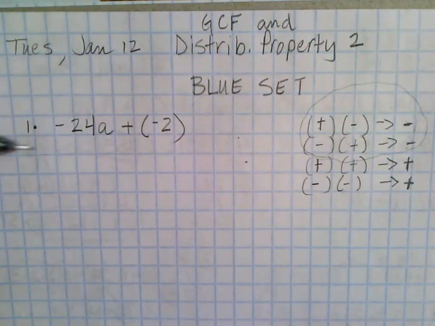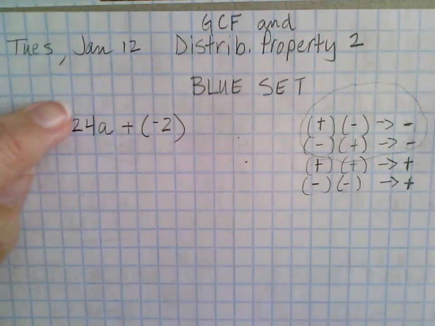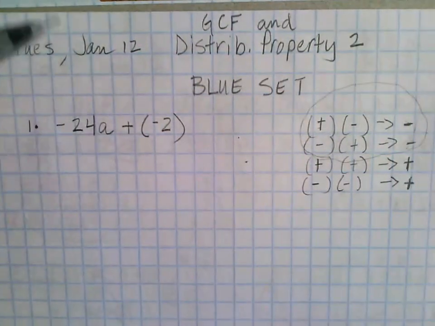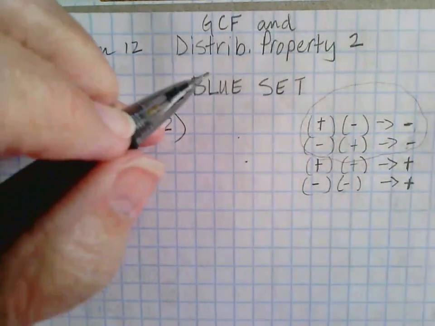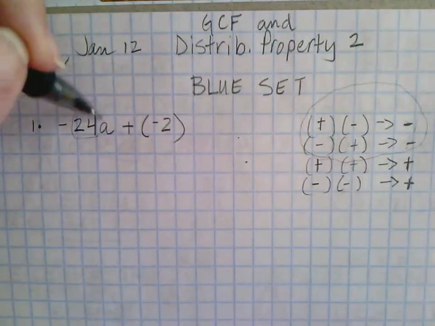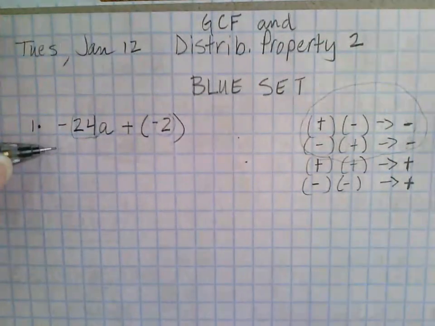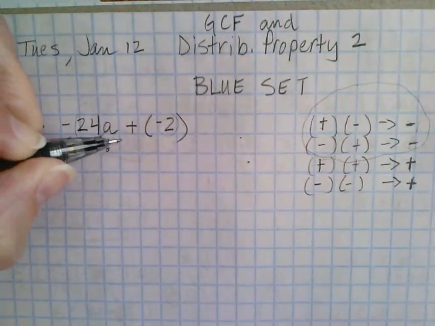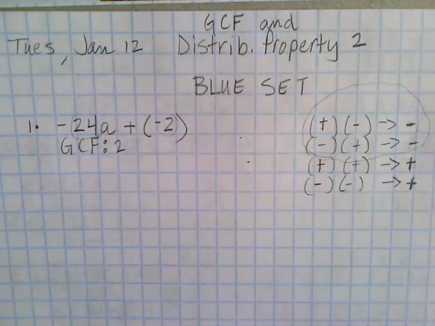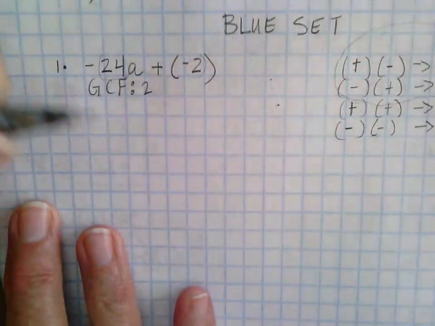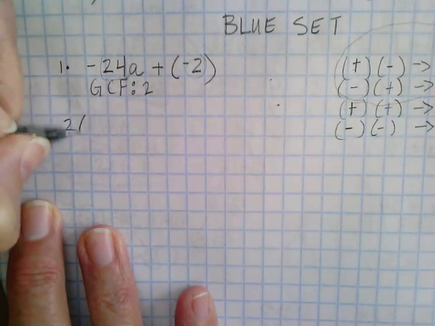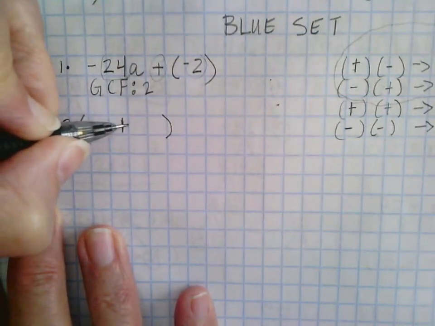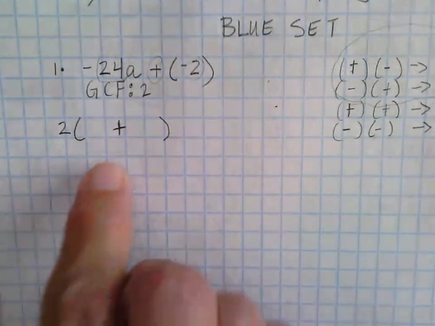So when we're first starting out, we want to ignore the signs to determine our greatest common factor. So when we ignore the signs and we just look at the 24 and the 2, it's pretty obvious that the greatest common factor here is going to be 2. So let's set this with 2 outside the parentheses. And you'll notice that there's a plus sign there, so I'm going to bring that down just like I did before.